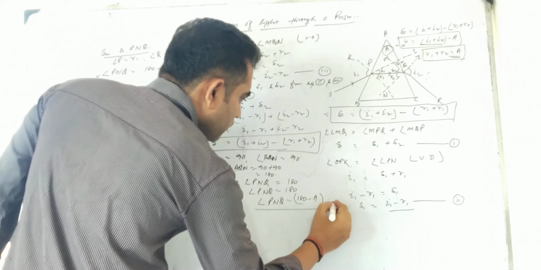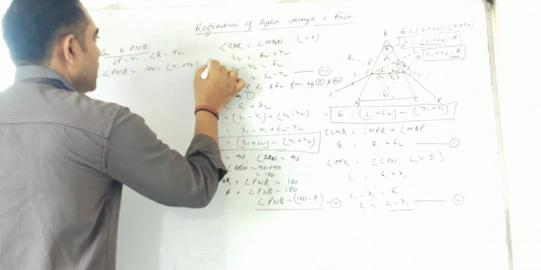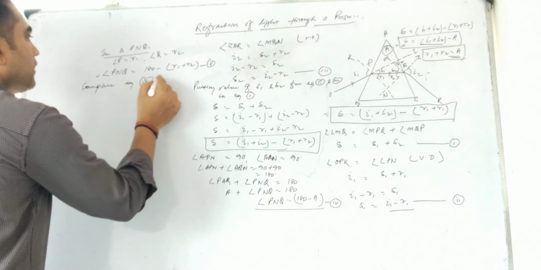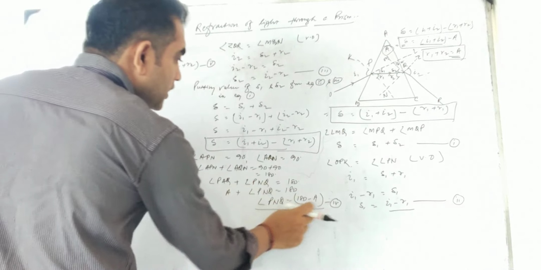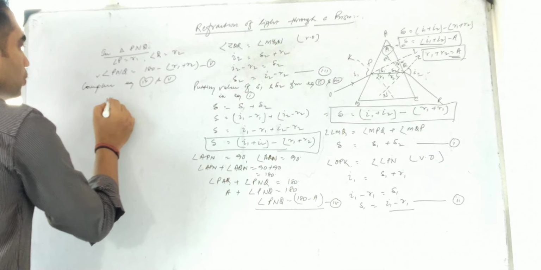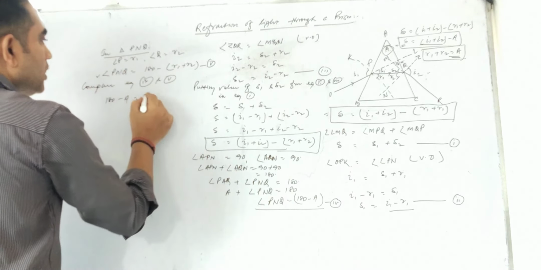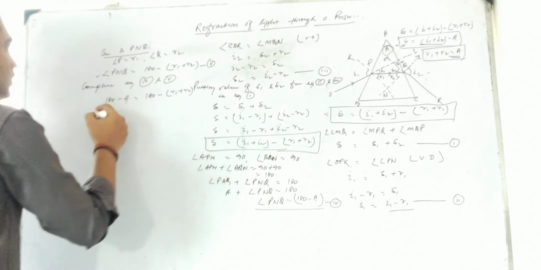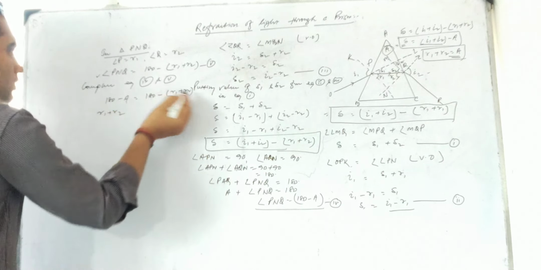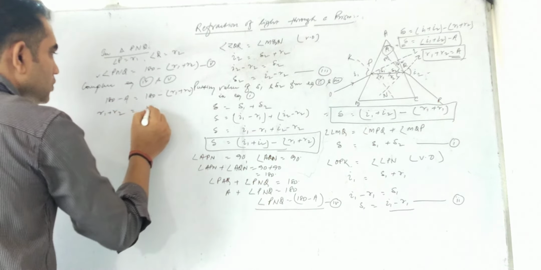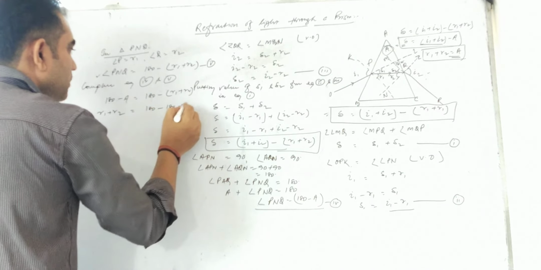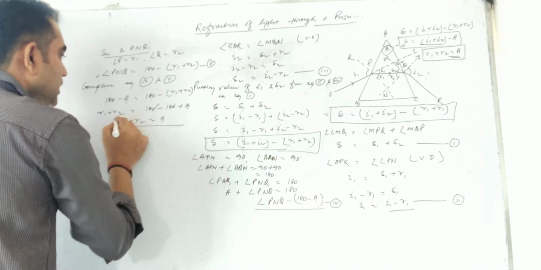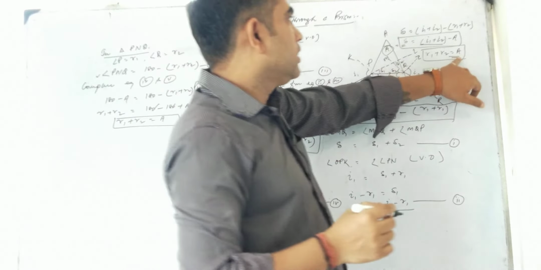Now let us call them equation 4 and 5. Comparing equations 4 and 5, equation 4 says PNQ equals 180 minus A. So 180 minus A equals 180 minus (R1 plus R2). Now R1 plus R2, keeping it this side, equals 180 minus 180 plus A. So R1 plus R2 equals A. The second thing that we needed to prove is proved.